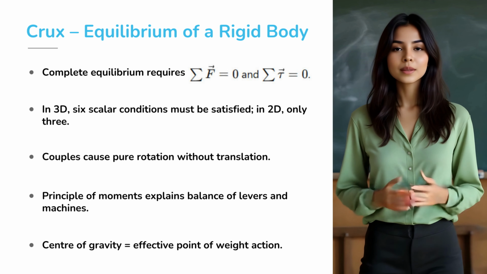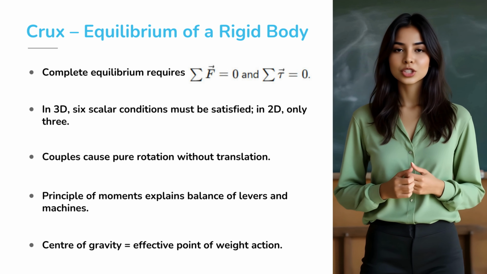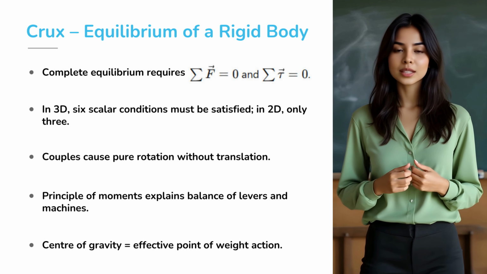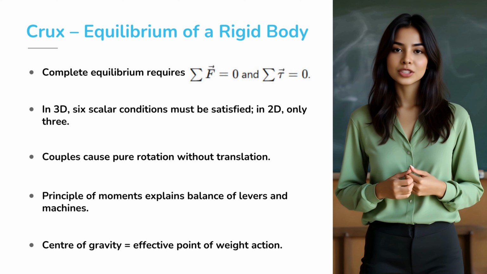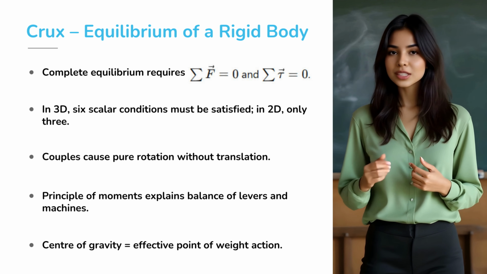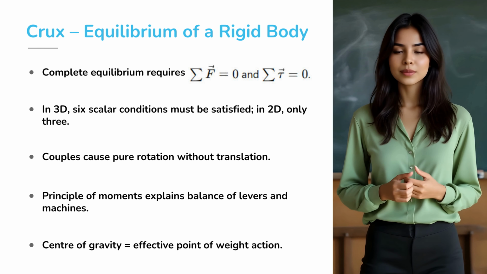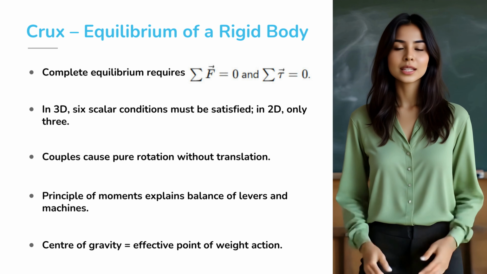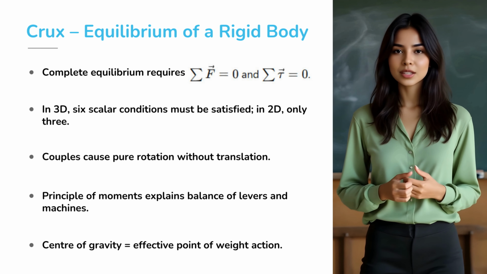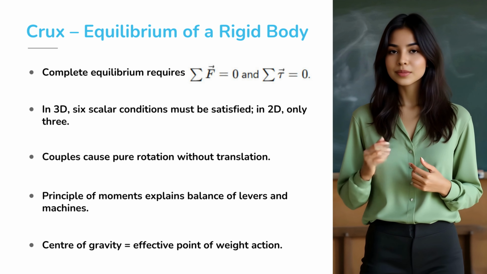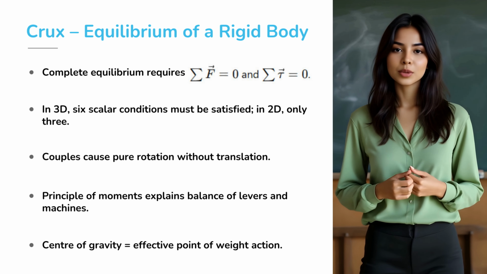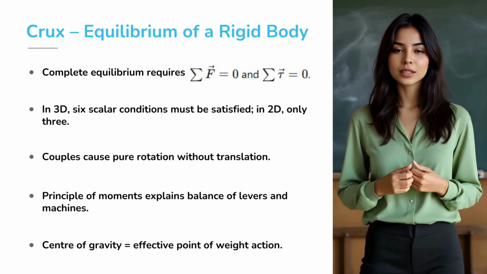So to wrap up, equilibrium of a rigid body is achieved when both net force and net torque are zero. In 3 dimensions, this translates into 6 scalar conditions. Couples show us how pure rotation can exist without translation. The principle of moments explains how levers work, and the center of gravity gives us the effective point of action of weight. These ideas together ensure stability, from ladders and bridges to balancing acts and machines.